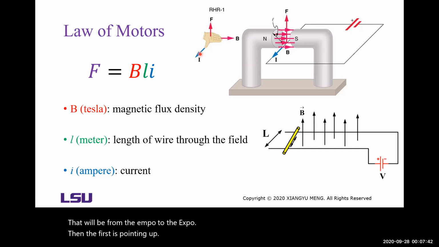The magnitude of the force is B times L times I. B is magnetic flux density. Its unit is Tesla. L is the length of wire through the field. I is current. Its unit is ampere.